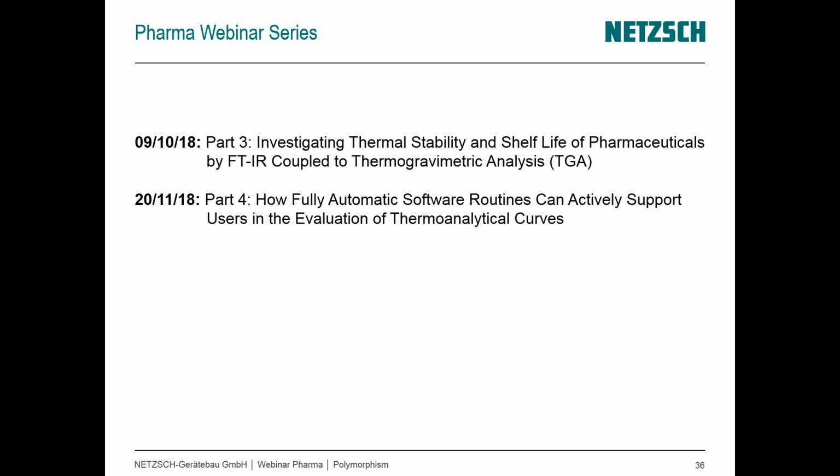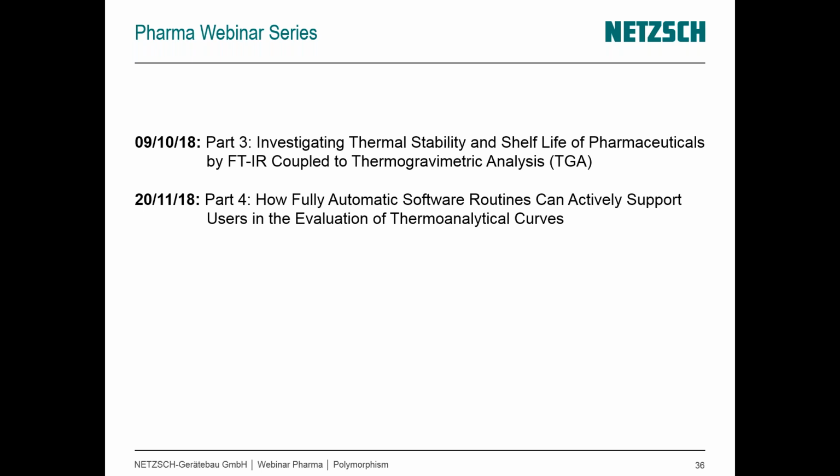As you know, this is part 2 of a 4-part webinar series. We look forward to having you back with us next month, on the 9th of October. We're going to be looking at thermal stability and shelf life of pharmaceuticals, using infrared spectroscopy coupled to thermogravimetric analysis. So we'll be looking at kinetics of degradation, and we'll be doing some other studies using TGA coupled to FTIR.